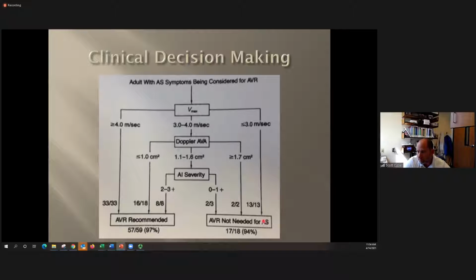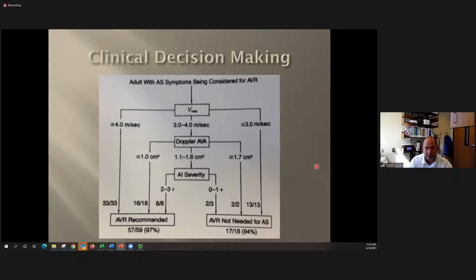So AVR recommended means that aortic valve replacement is recommended. The sets on the left side of that picture are recommending valve replacement of some kind, and the ones on the right, it's not needed. So the Doppler and the AI severity and things like that help them make the decision: should we do surgery and replace the valve, or should we not at this point and just medically manage them? You don't have to memorize this table. I'm just giving you a flow chart of how they make those decisions.